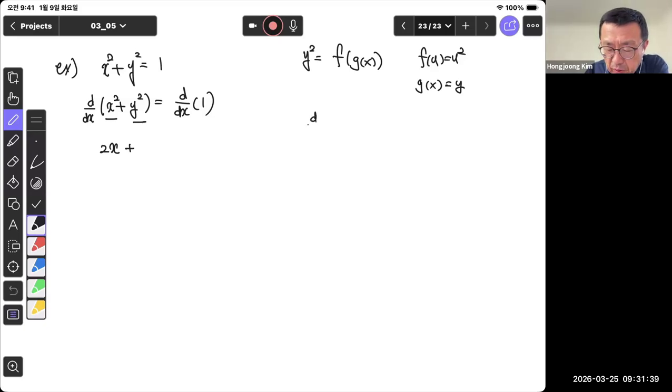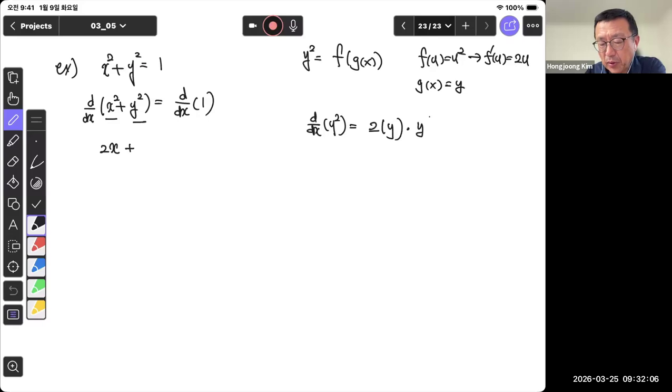So to get the derivative of y squared, I need to differentiate the outer function. So f prime of u will be 2 times u. So I need to consider 2 times u evaluated at the inner function g, which is y, multiplied by the derivative of the inner function, which is y prime. So when I differentiate y squared with respect to x, you get 2y y prime, and that will be 0.